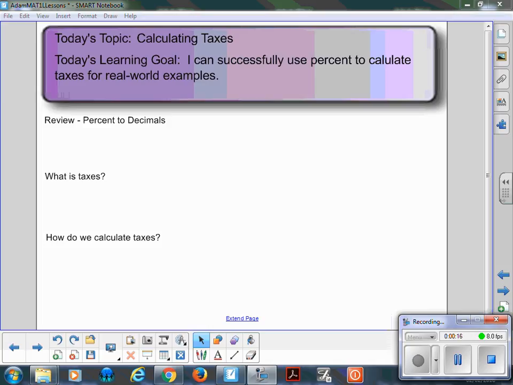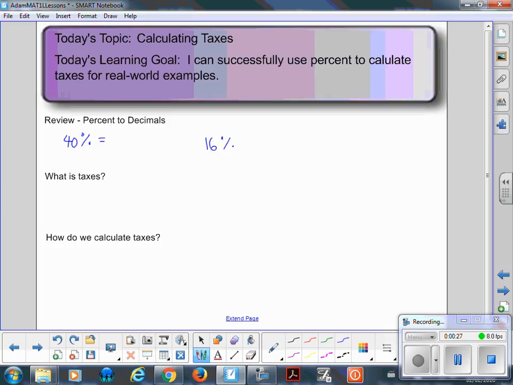So just a quick review here. We want to go from percent to decimal. So let's go with 40%, 16%, and let's go 3%. When we're converting to a decimal, what we're really doing is dividing each of these numbers by 100. Now some of you are going to say, well, let's just move the decimal over 2. Sounds good to me. That works as well. The only one you've got to be careful with is that last one.